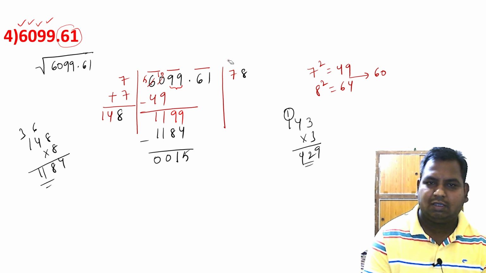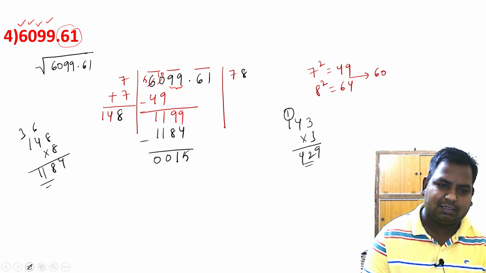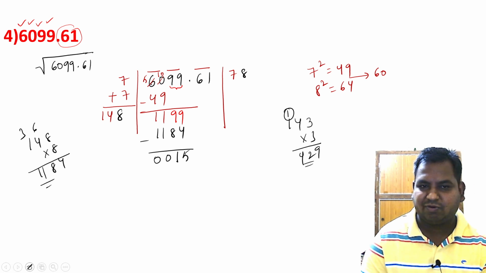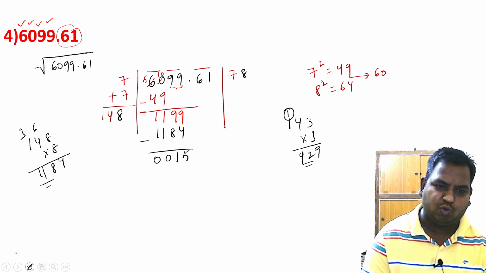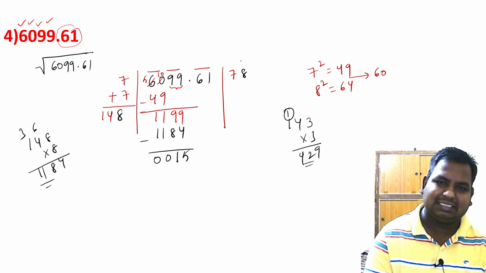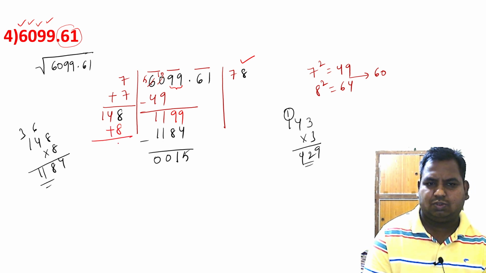So now which one do I have to add here? Which number or which digit do I have to add with 148? I should add the recent digit. The recent digit is 8. So add 8 here. So I'll get, I think it's 156.